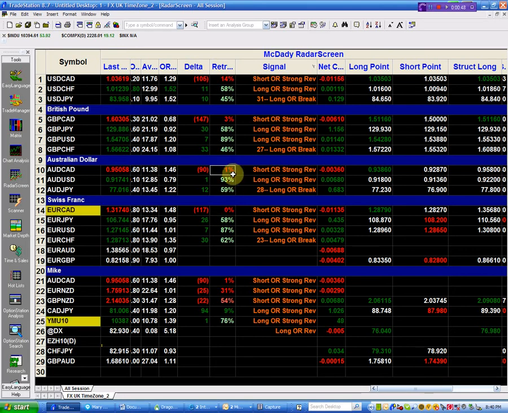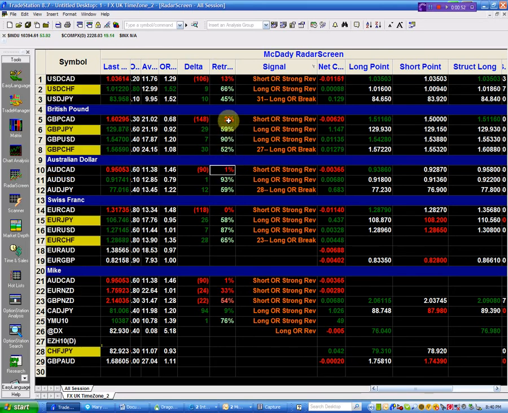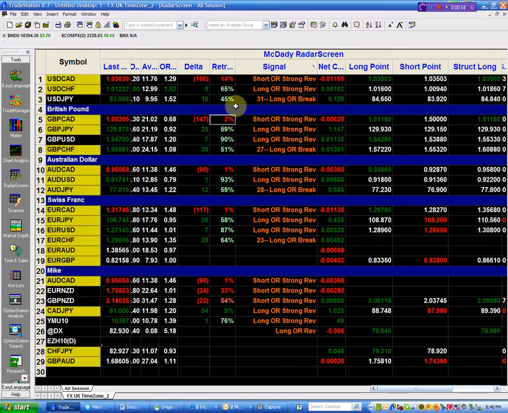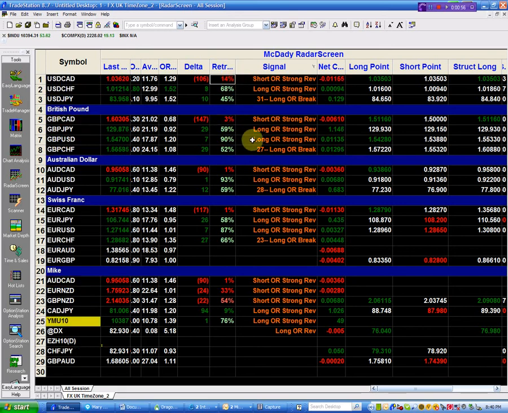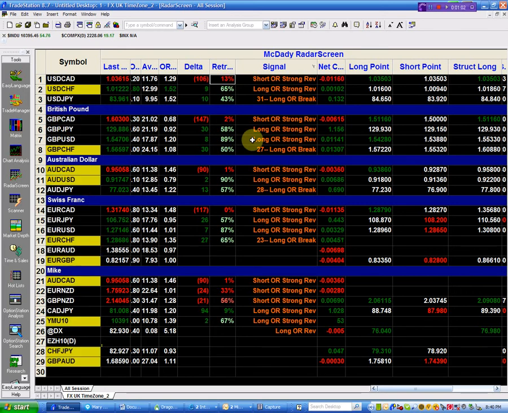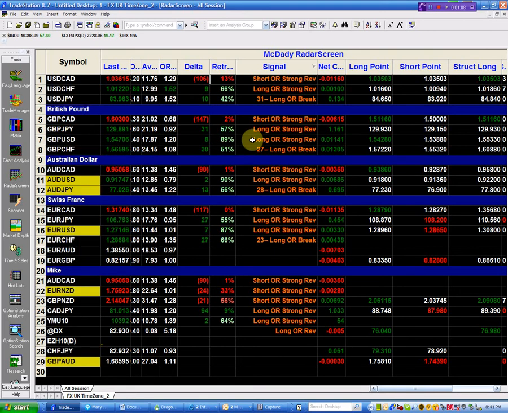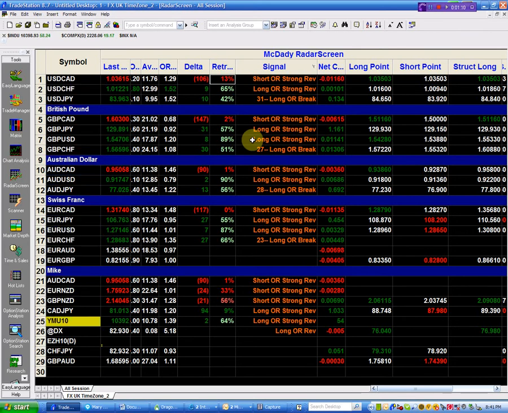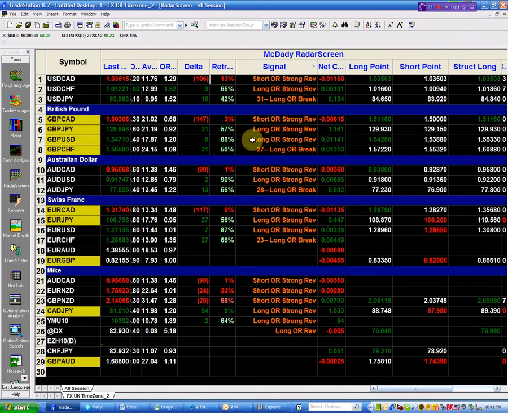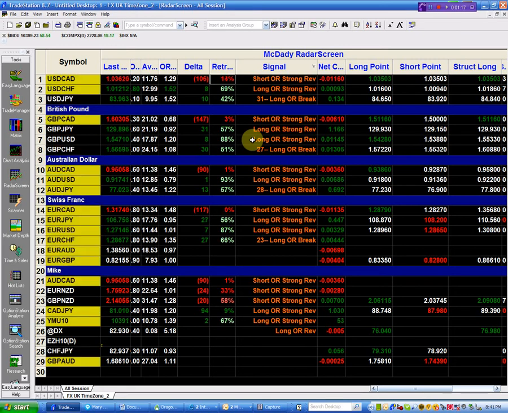The euro is at the low of the day, the Australian is at the low of the day, the British pound is extremely at the low of the day, and the US dollar is pretty much near the low. So this weakness should be continuing towards the end of the session, and we are going to use this information in order to plan how we're going to trade the Tokyo.